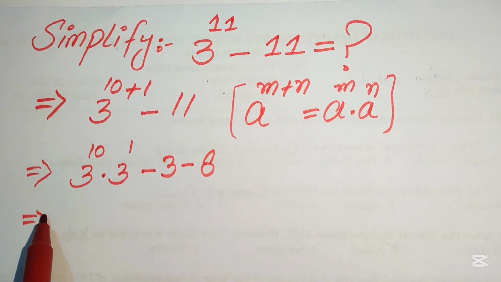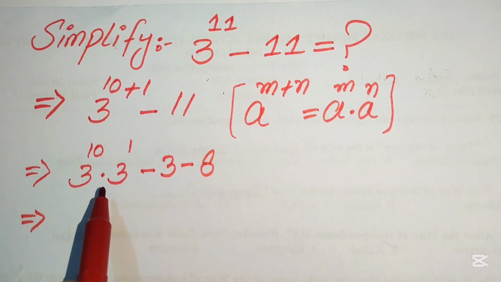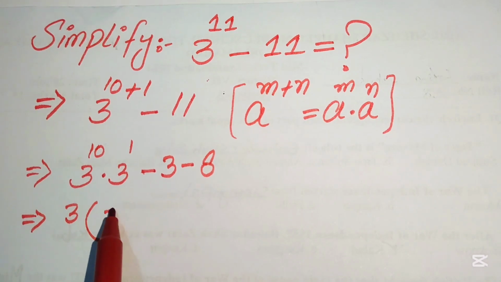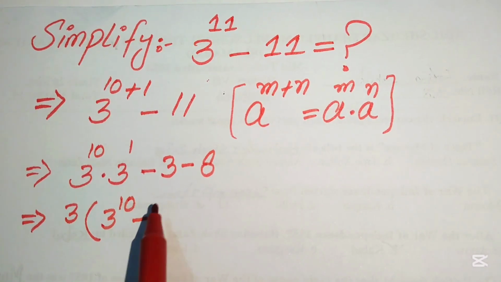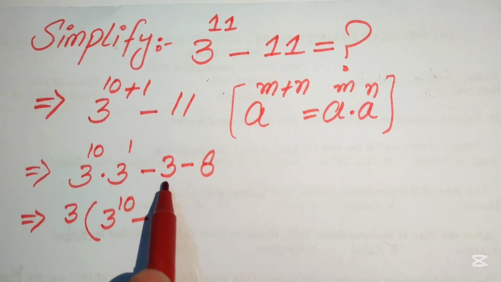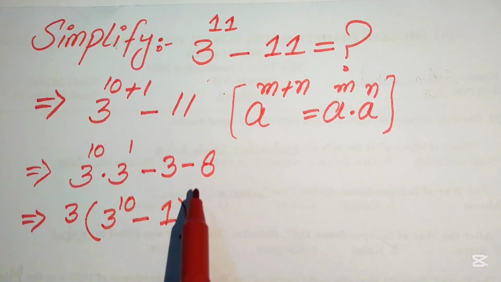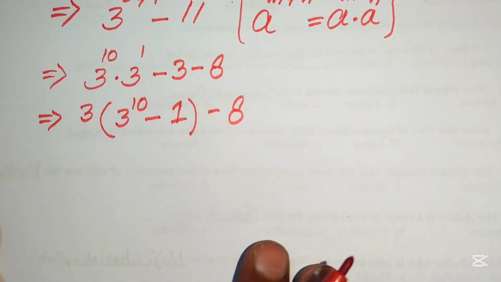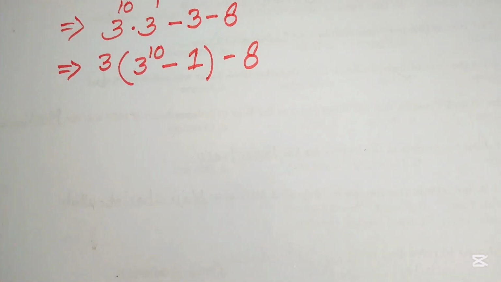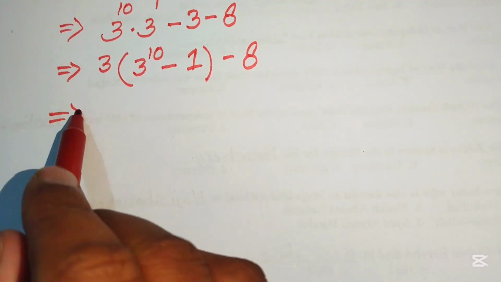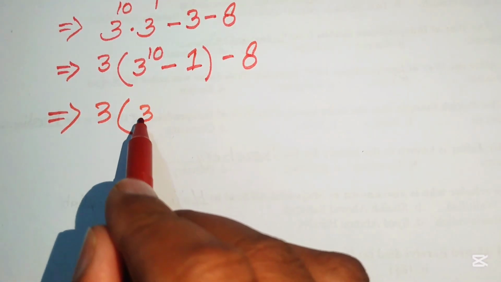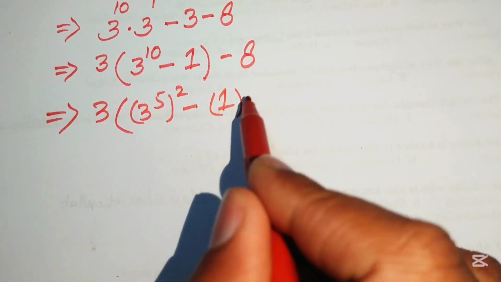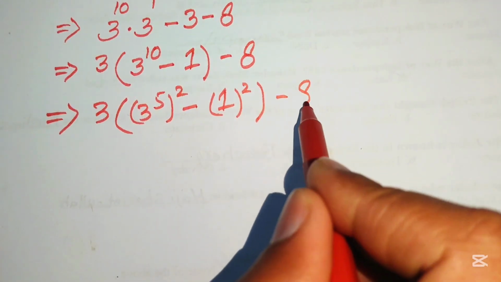So further you see here we have 3 as the common term from the first two terms. So now here we take common 3 from the first two terms, and the remaining terms are 3 to the power of 10 minus, here when you take common 3 then we will get 1 only, and this is minus 8. So after this step we rewrite this term as 3 to the power of 5 and its whole square minus 1 square minus 8.